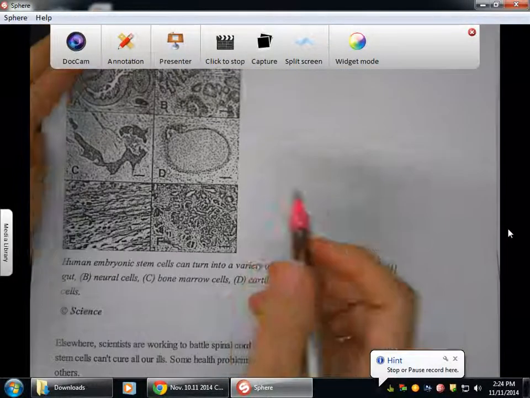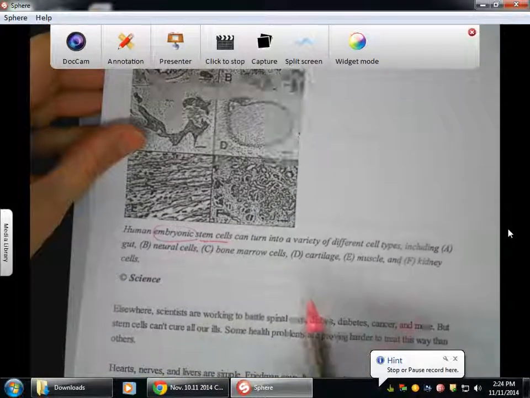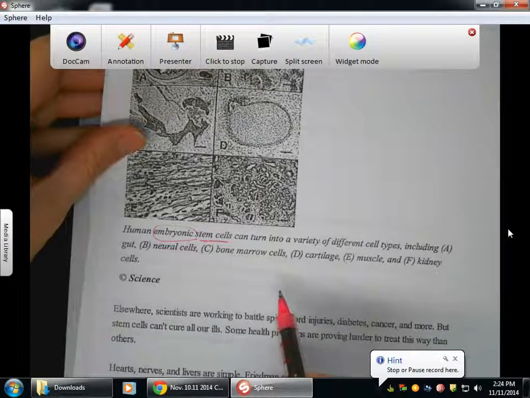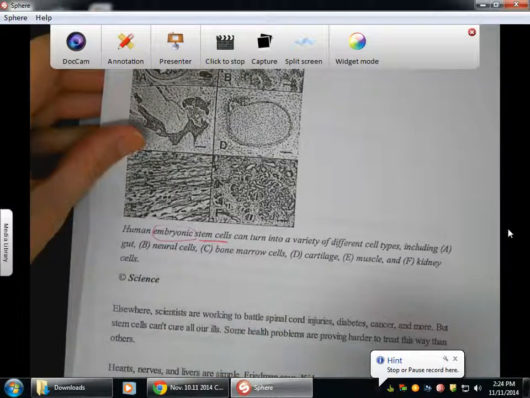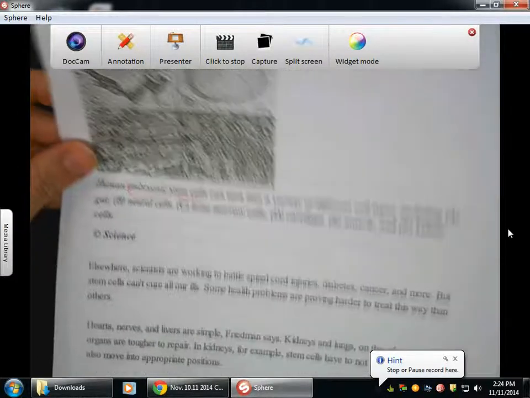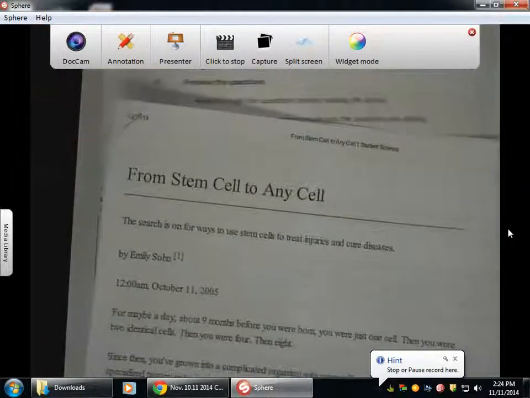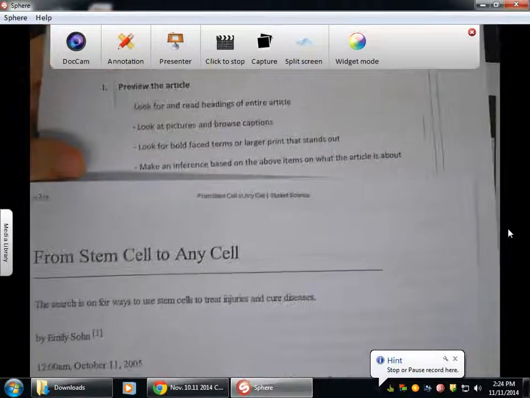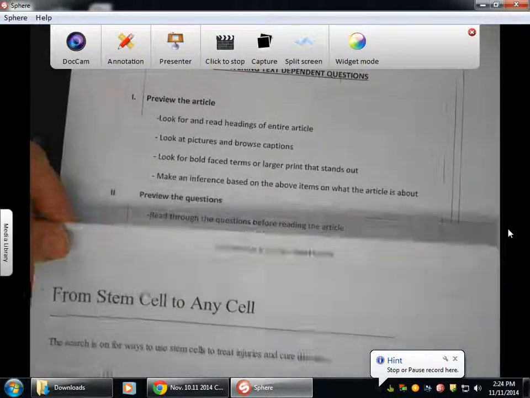Let's look at this picture. Looks like we've got, again, embryonic stem cells. So keep looking at these terms, embryonic stem cells. It must be part of what the article is about. Different cell types. We've got gut cells, neural cells, bone marrow, cartilage. Looks like a bunch of different types of cells. And that's where the article ends. So I'm going to make an inference that it's obviously about cells, stem cells in particular, and has something to do with embryonic. I see the word embryo in there, so probably something to do with a baby, I don't know. So that's my inference so far.